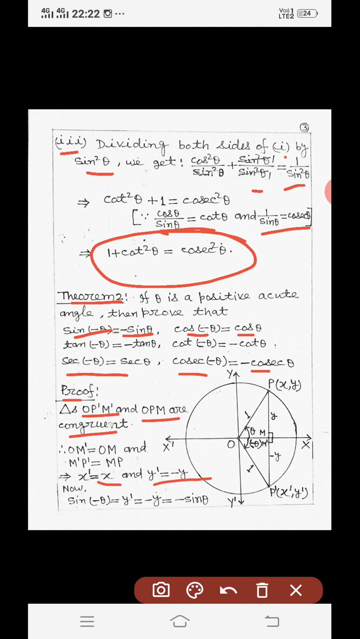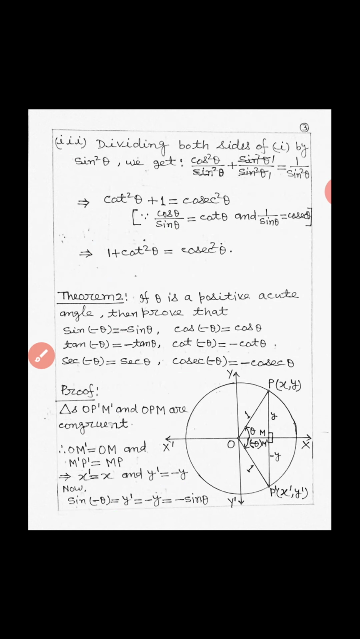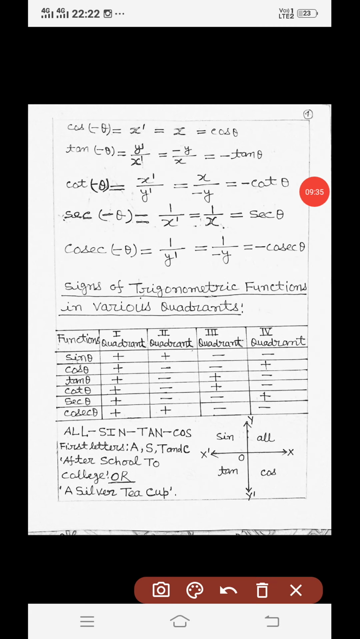Now sin(minus theta) is equal to y' equal to minus y equal to minus sin theta. Cos(minus theta) is equal to x' is equal to x equal to cos theta. Tan(minus theta) is equal to y' by x' equal to minus y by x equal to minus tan theta. Cot(minus theta) is equal to x' by y' equal to x by minus y equal to minus cot theta.